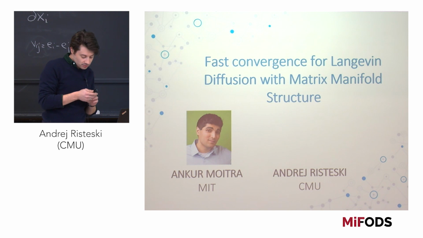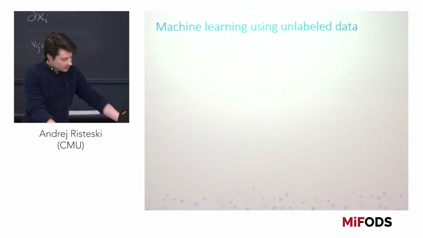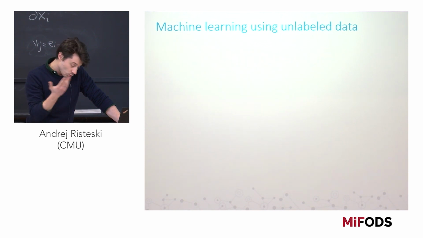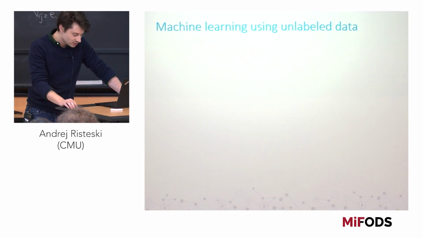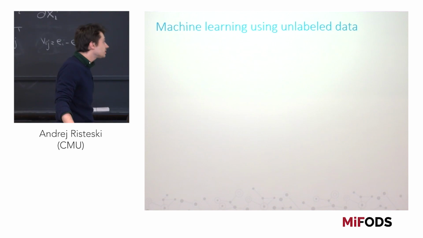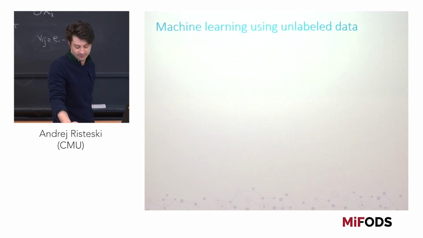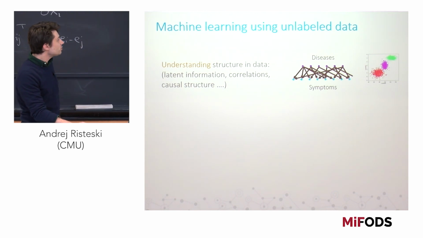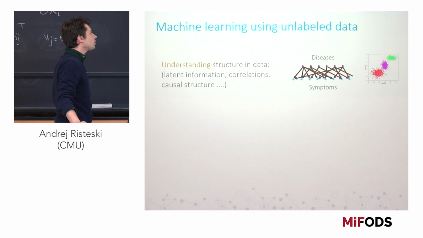What's happening here? To set a little bit of context, one major motivation for what I'm going to be talking about is unsupervised learning in general, which has to do with learning when you have unlabeled data. And what the heck does that mean? There are some classical things that people have done, which is trying to understand some kind of structure in your data. This could be some sort of latent information.